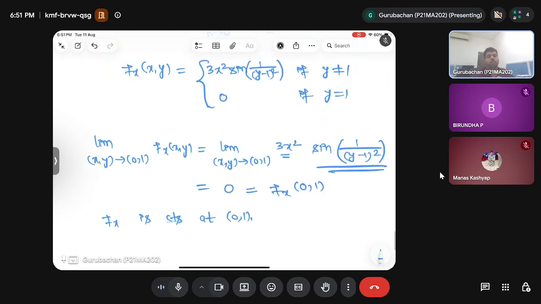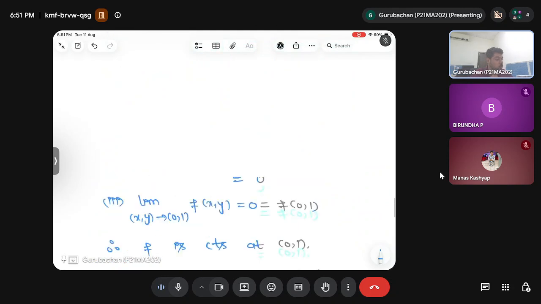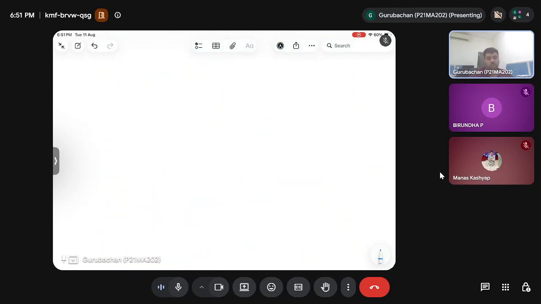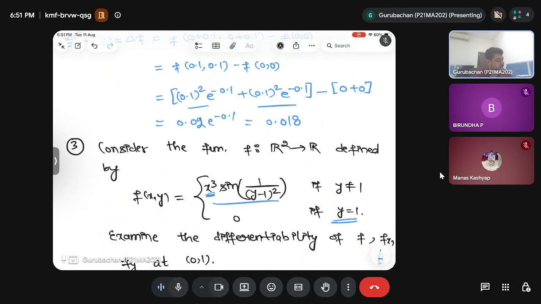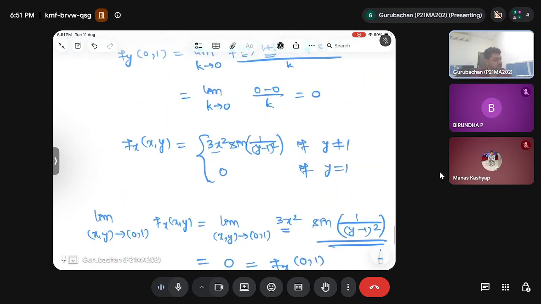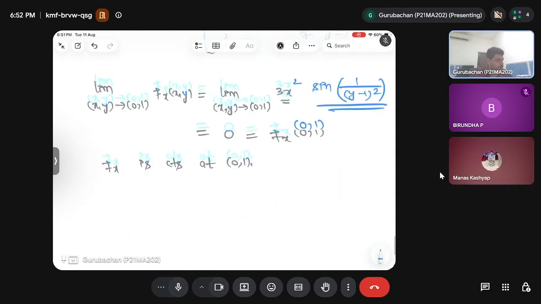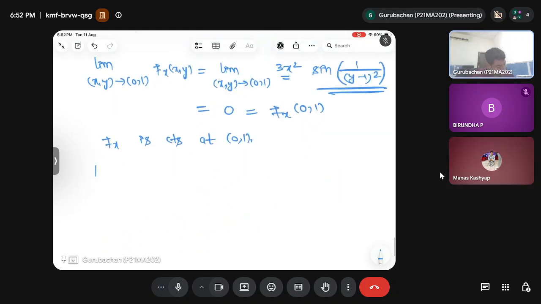So from this I want to comment on one thing. Suppose there was only x rather than x cube in the question. Then when you differentiate with respect to x, you will be left with only the term sine, as we have discussed earlier. In that case, our function will not be continuous, not continuous at 0 1.